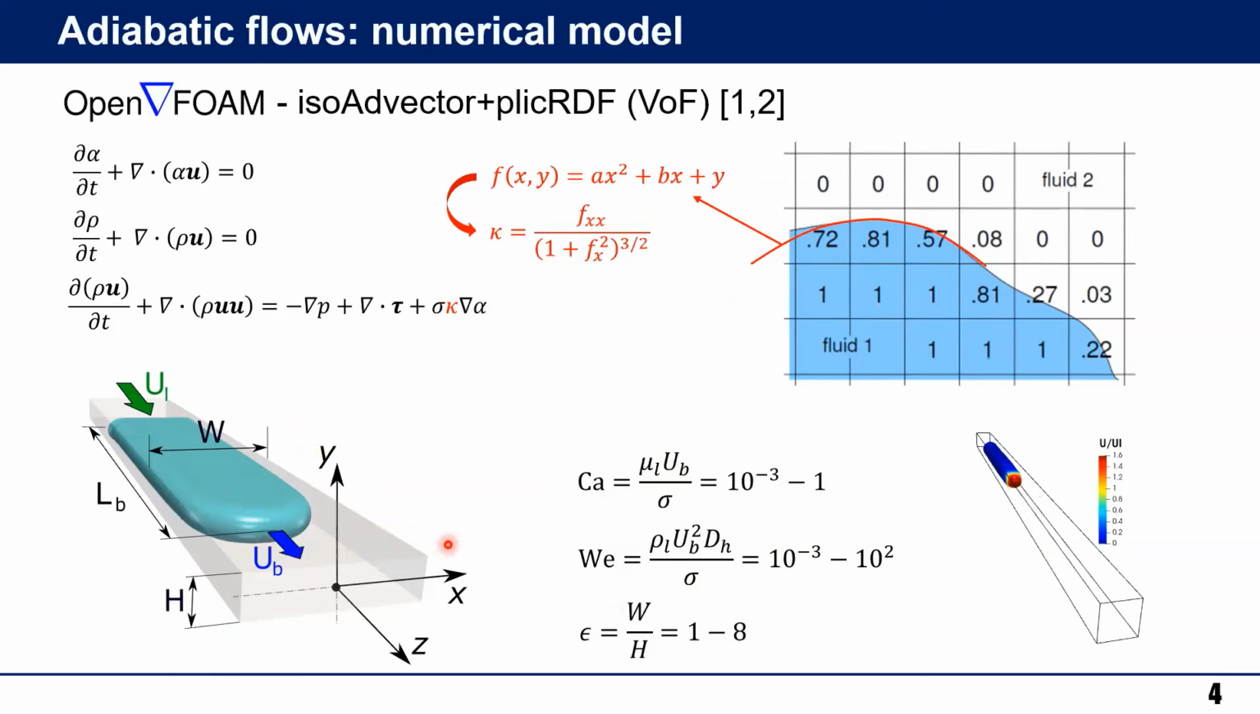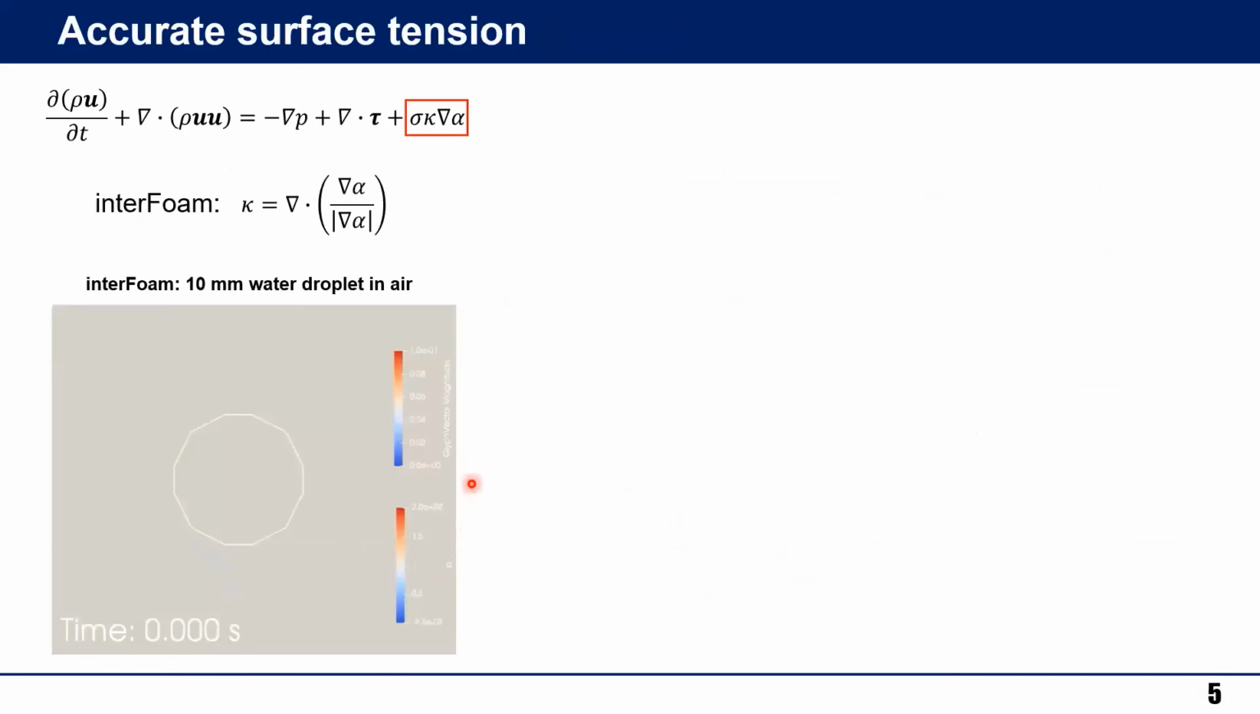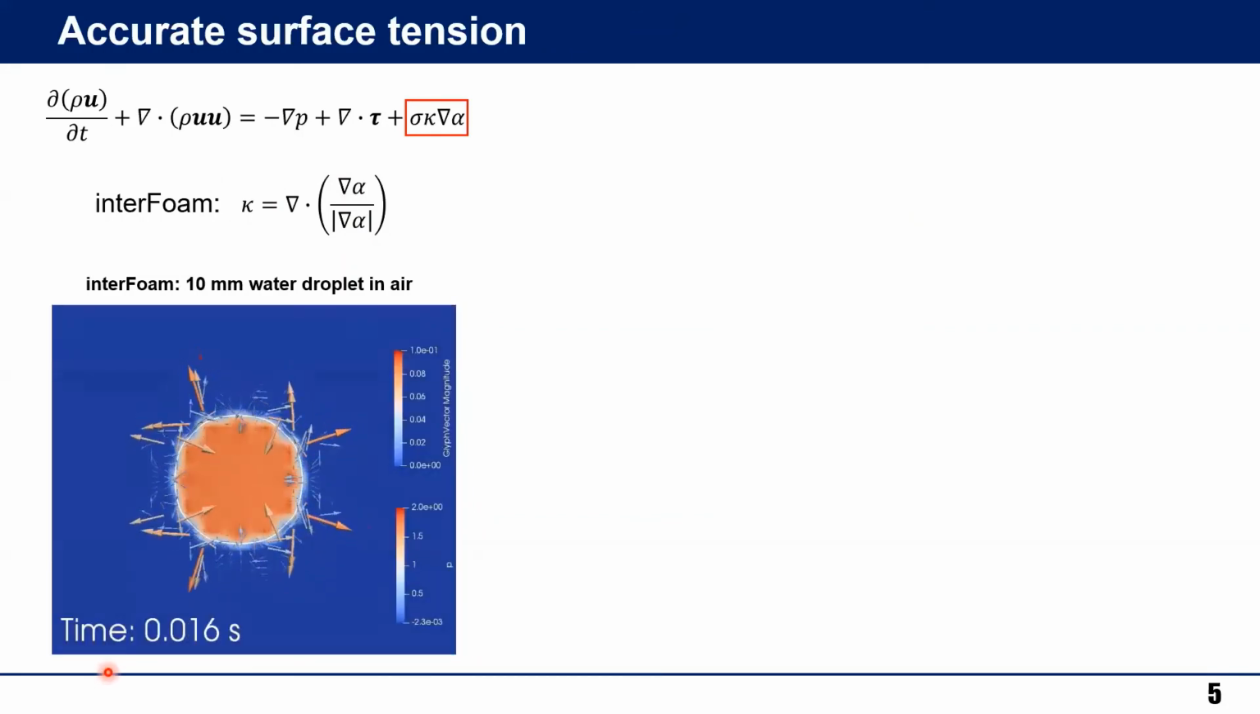Now, why is it so important to capture well the surface tension force? The standard interFOAM solver, the Moore's algorithm, calculates the curvature based on derivatives of the volume fraction, which is a discontinuous function across the interface. Curvatures are not very accurate. What you see is the development of these so-called spurious velocities at the interface.